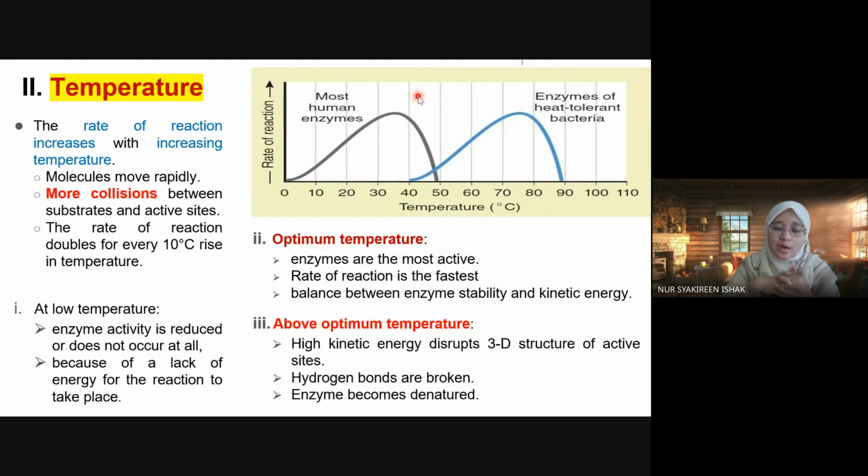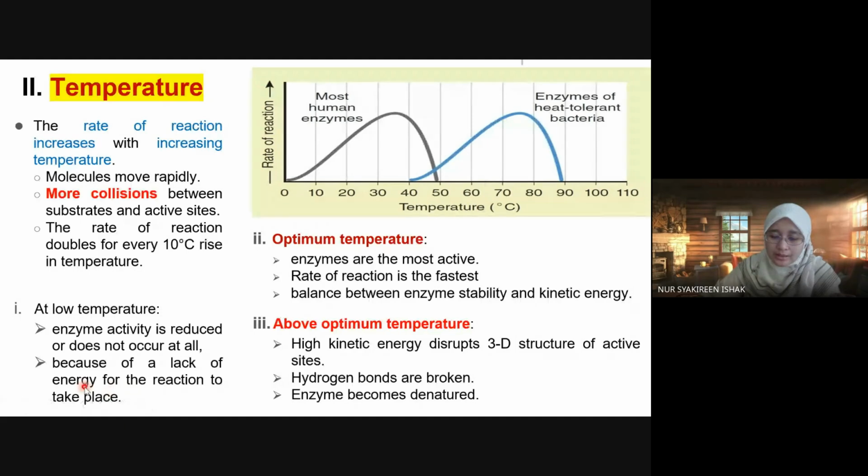Okay, so the rate of reaction doubles for every 10 degrees rise in temperature. So every 10 degrees, the rate of reaction doubles. Okay. So it says here, at low temperature, maybe we can consider zero up until 20 degrees, before 30, enzyme activity is reduced or does not occur at all, especially if the temperature is really, really low. Okay, because of a lack of energy for the reaction to occur.